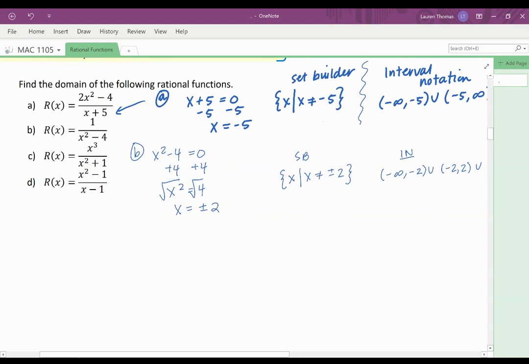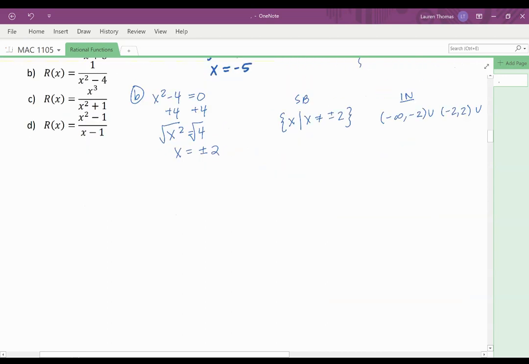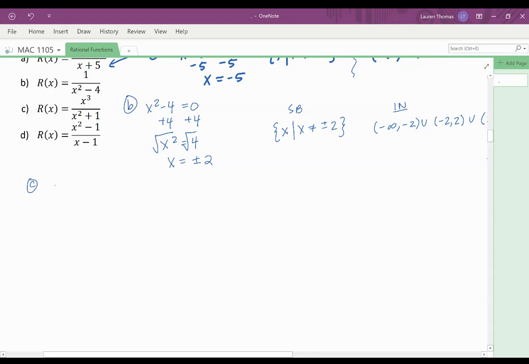All right, let's move to C. So C, same thing. They want us to find the domain, but this time for C, our denominator is x squared plus 1. So let me write that. All right, I need to solve for x. So once again, I'm going to get x by itself. I'm going to isolate it. So I'm going to subtract 1 from both sides.